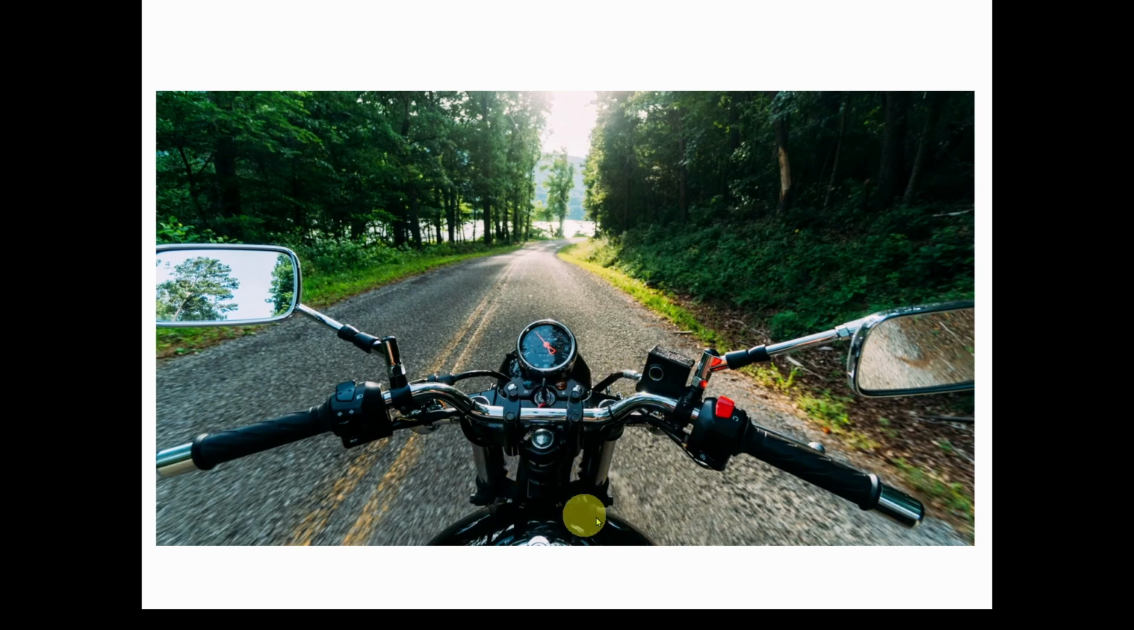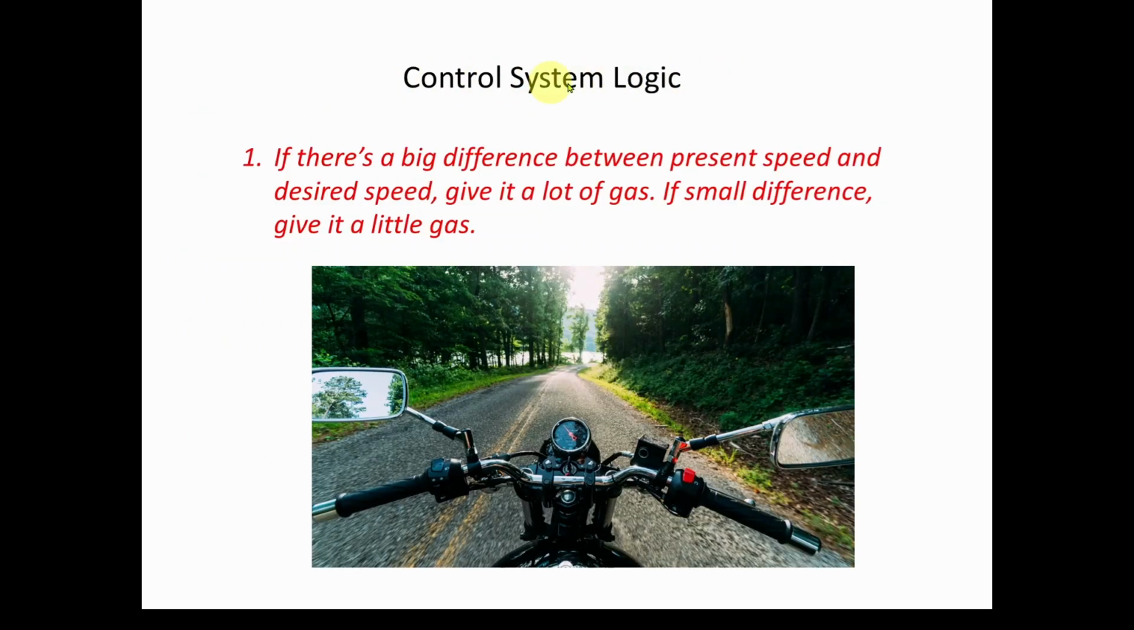So that is the basic idea behind a control system. You are a very, very good control system. You know how to look at that speedometer and adjust the throttle just right so that you get to 60 as fast as possible. The basic control system logic is the logic that you're using.